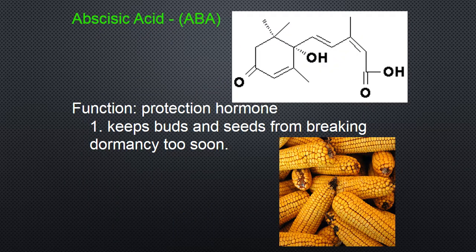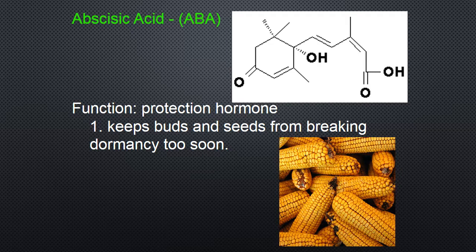Okay, abscisic acid. I do realize I'm kind of going through these hormones a little bit quickly, but I wanted to do that so we can get to the fun, important stuff of the tropisms. These are good too, and you have to know how they work in order to understand the tropisms, but that's just letting you know why I'm pacing myself this way. Okay, so ABA. It is what's called the protection hormone.